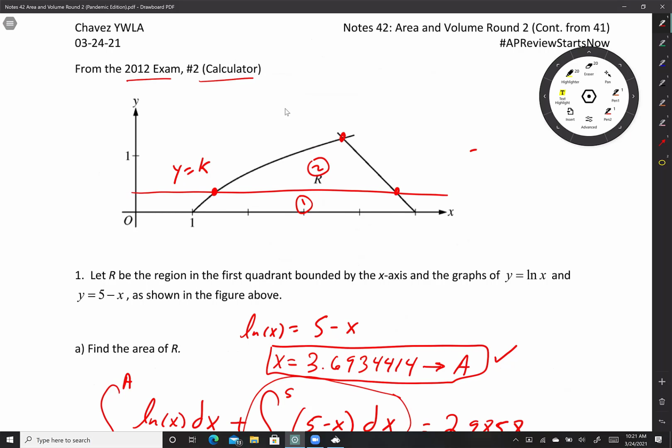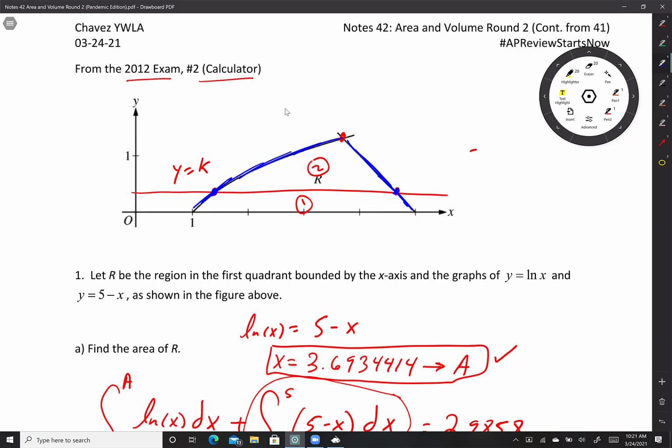So instead of integrating with respect to x, there's only one other option. If it's not x, I have to integrate with respect to what letter? Y. And look, if I integrate with respect to y, going right to left, I don't have to worry about splitting up into two integrals. There's only one. This is the only curve going right to left that's on top. There's the only curve going right to left that's on bottom. I just need one.